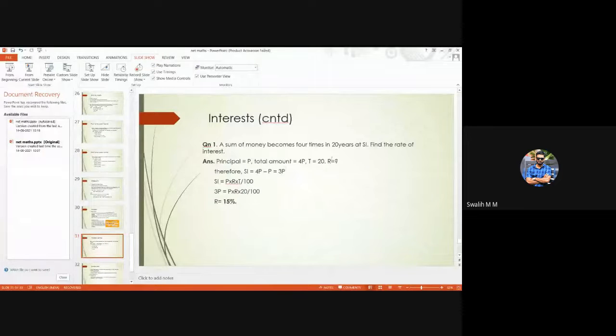What do we need to know? The rate of interest. So simple interest is P into RT by 100. P we know, just P. Simple interest we also got from here. P becomes 4P, so 3P is added. That 3P is simple interest. So 3P equals P into R into T, and T is 20 years, by 100. So bringing 3 here and reducing P by 2P, you get R as well. If you know how to solve linear equations, the P and P go, R comes here, and then finally you get 15%.